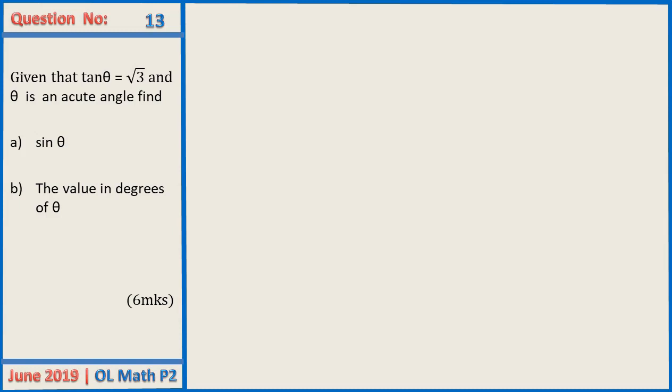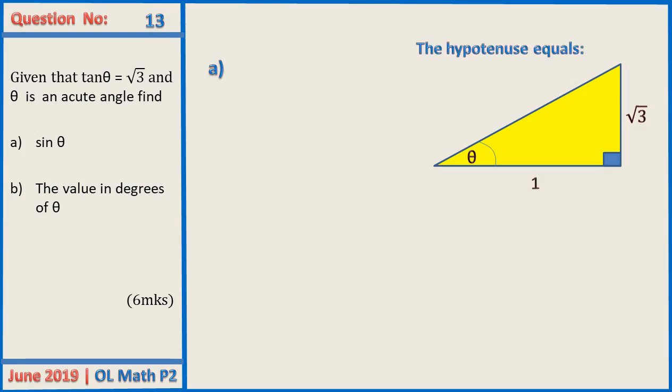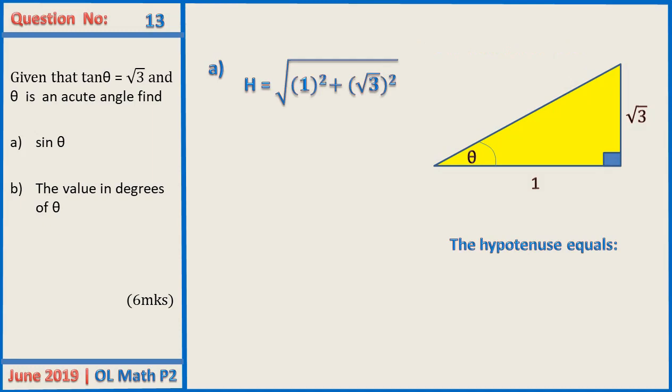The next question, you have tan theta equals root 3. Theta is an acute angle. Find sin theta. Tan theta equals root 3 is the same as tan theta equals root 3 on 1. So let us sketch. For this right angle triangle, tan theta is equal to opposite, that is root 3, over adjacent. So the adjacent side is 1. So the hypotenuse equals the square root of 1 squared plus root 3 squared, giving us 2. So the hypotenuse is 2.